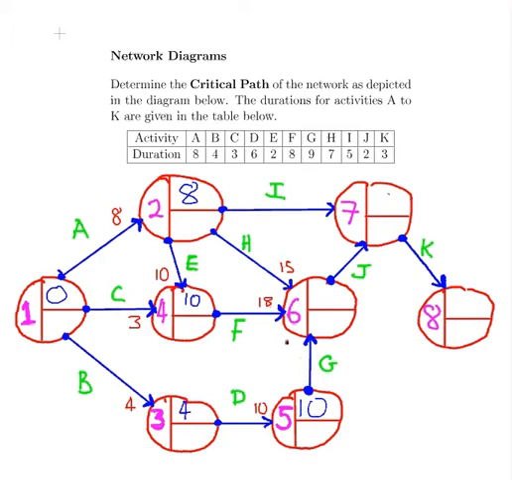And what about activity G? Well, that takes 9 time units, so that will be 19 there. So what's the greatest of these 3 numbers? It's 19.